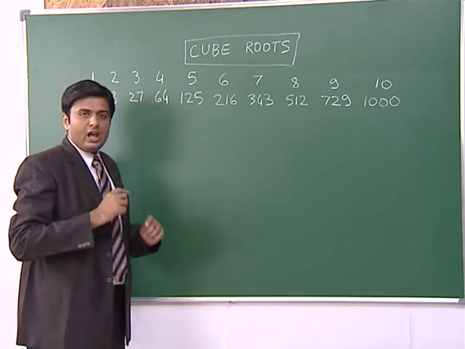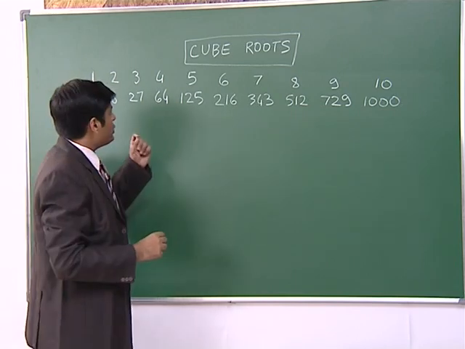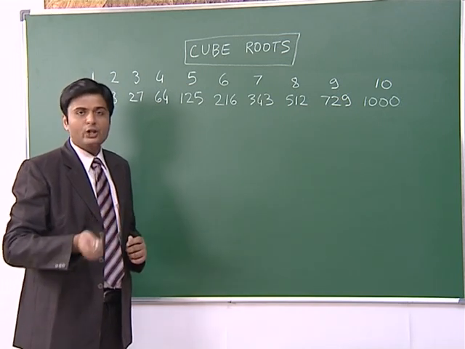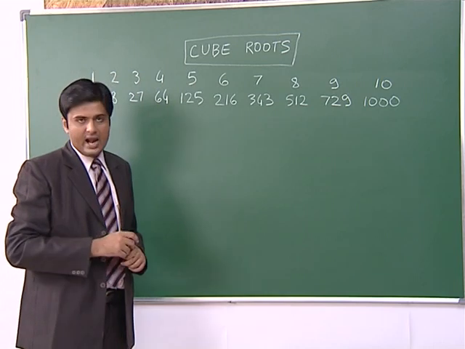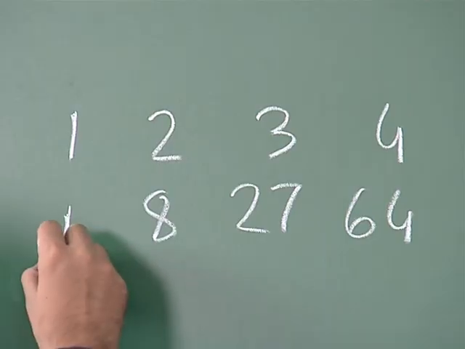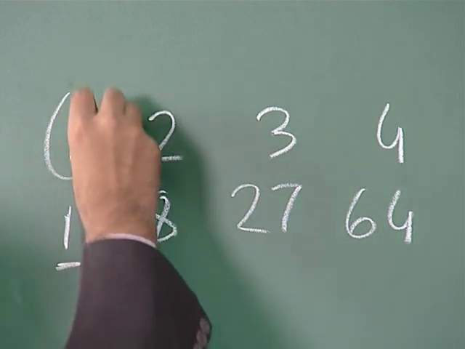Now friends, if you observe, there is a unique relationship between the last digit of the cube and the cube root. Let me show you what that is. We observe that if the cube ends in 1, the cube root ends in 1.